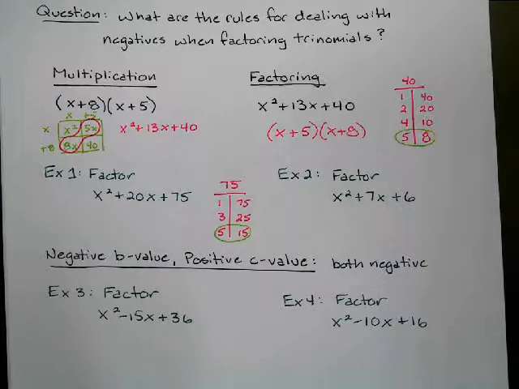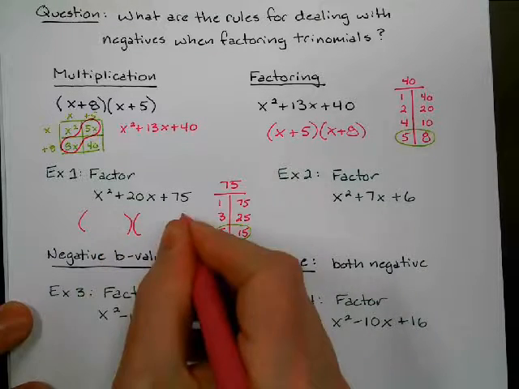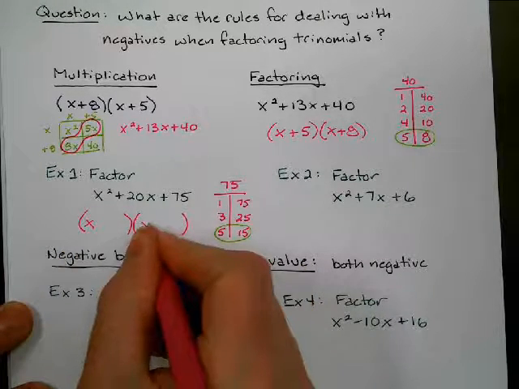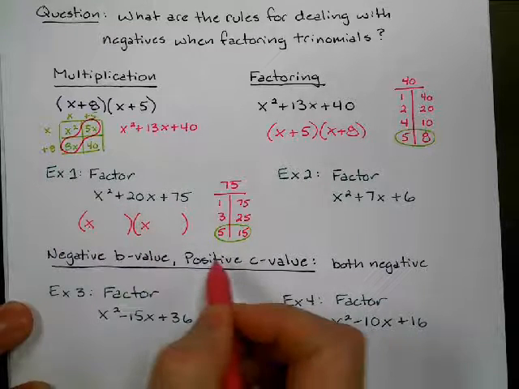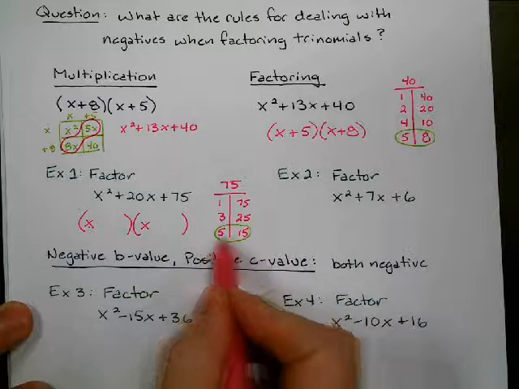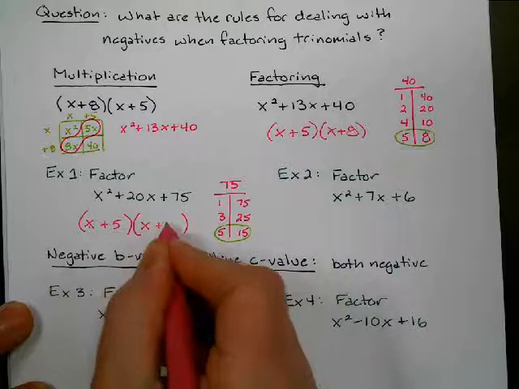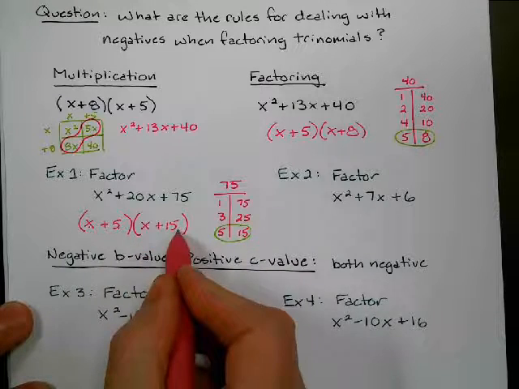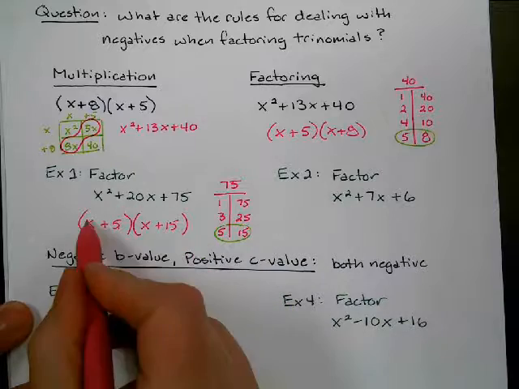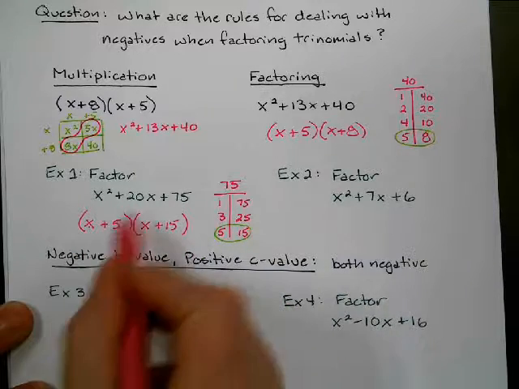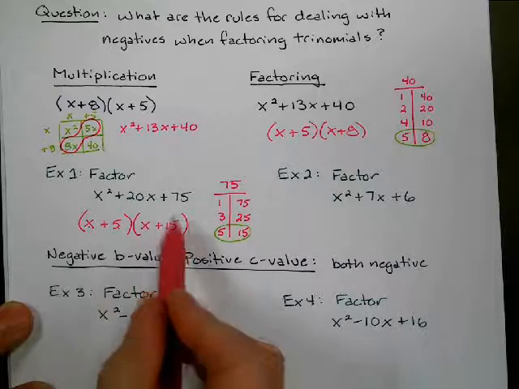So we set up our two parentheses. We start our parentheses with x because x times x is where we're getting this x squared from. We end our parentheses with positive 5 and positive 15, because 5 times 15 is 75. And then this is 5x and this is 15x. So 5x plus 15x is the 20x. So adding these two gives me this, and multiplying these two gives me that one.